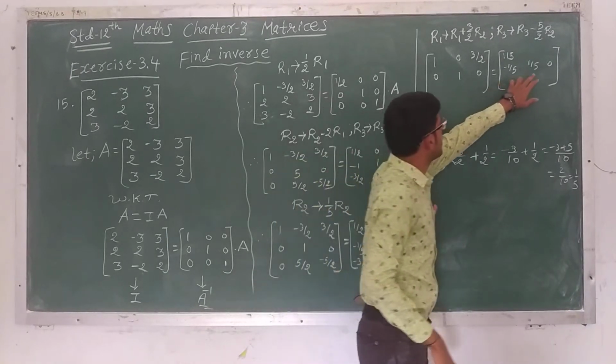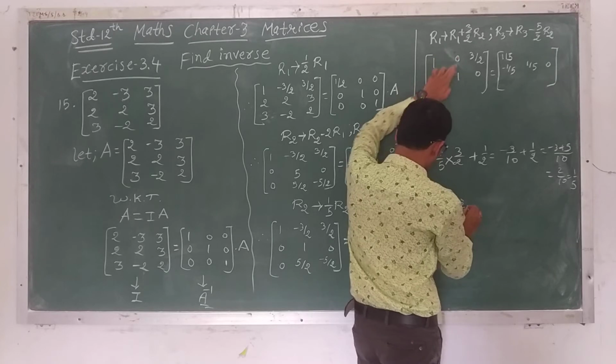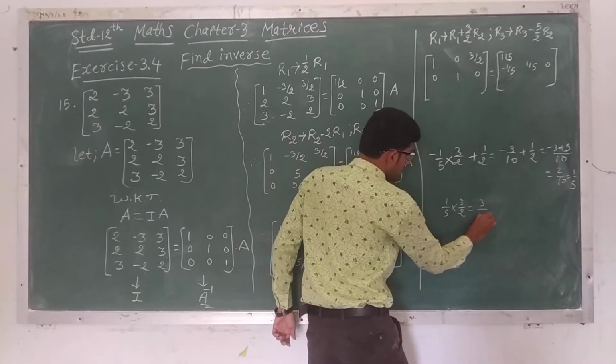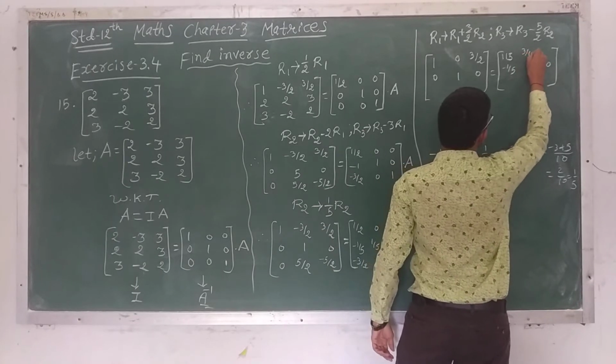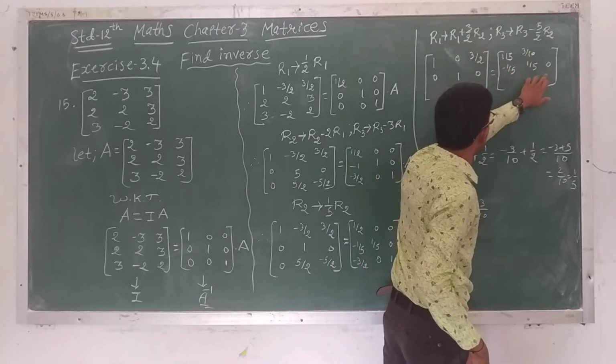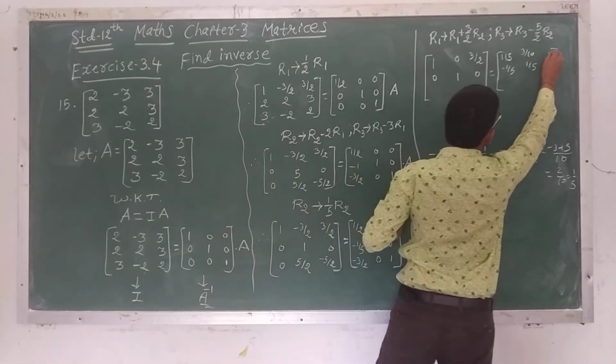Next 1 by 5 into 3 by 2. So again here 1 by 5 into 3 by 2 plus 0. So here answer will be 3 by 10. Next 0. 0 into 3 by 2. So answer will be 0 plus 0 in first row. So 0 plus 0. Okay, 0.